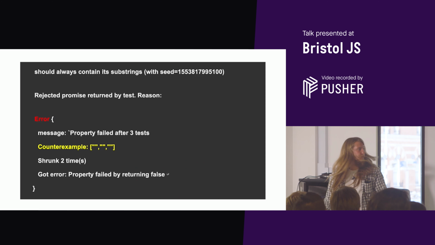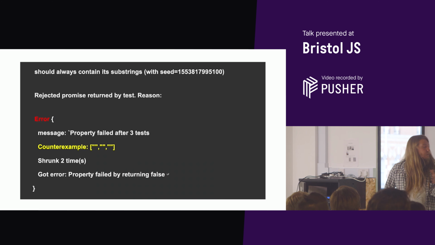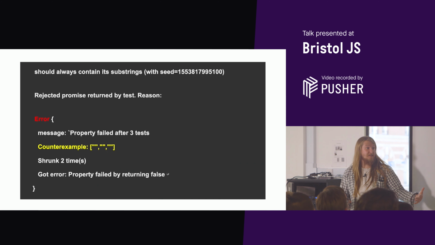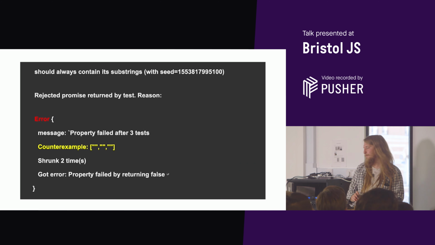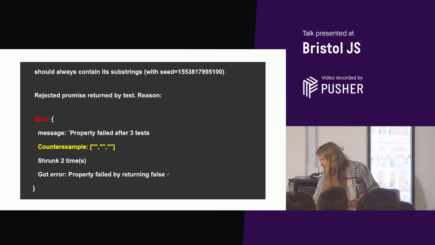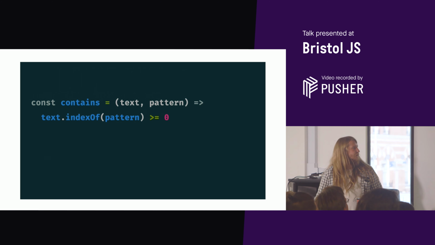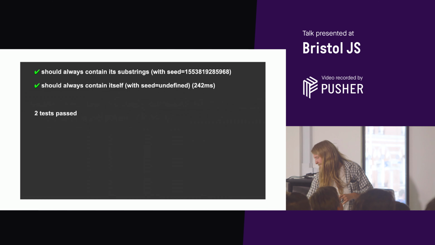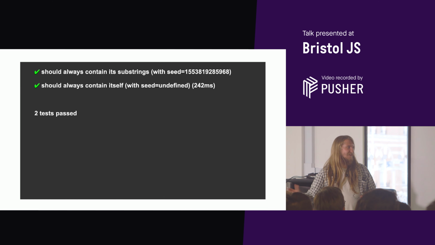Yeah, there you go. So it's actually finding that 3 empty strings, if you add them all up, you get an empty string. Well, the empty string index of empty string is 0, so it's failing for exactly the same reason. Let's try and fix our implementation. Let's go with greater or equal to 0. It passes. Amazing. There we go.